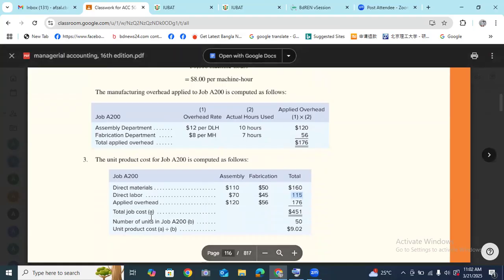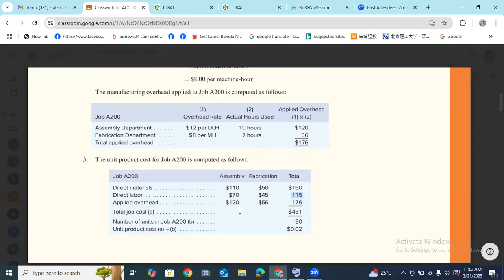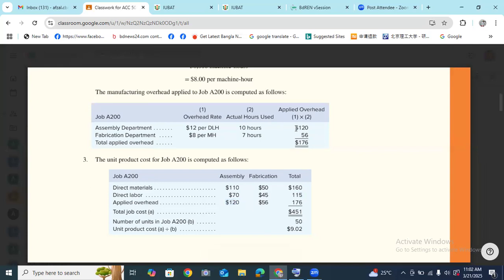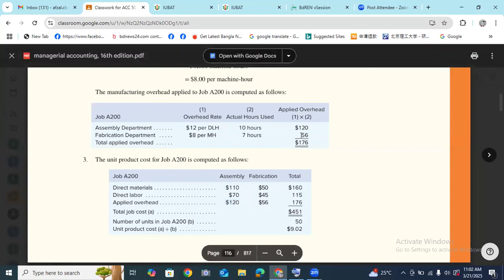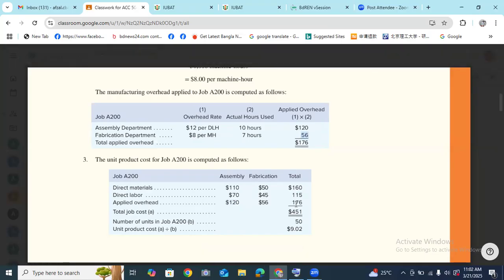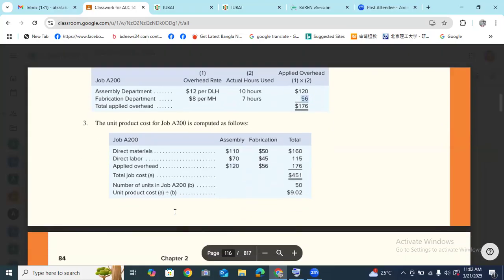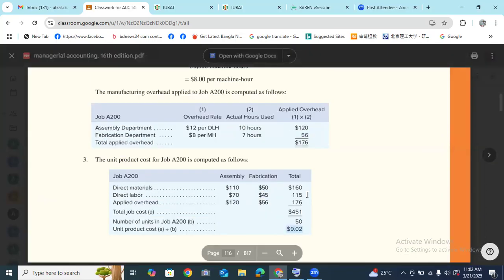With the departmental overhead rate, your manufacturing overhead is 120 for assembling, and fabrication 56. This is the total 176. If you add these three things, 451. So the number of units is 50. If you divide 451 by 50, then your unit product cost is 9.02. All of you got this?